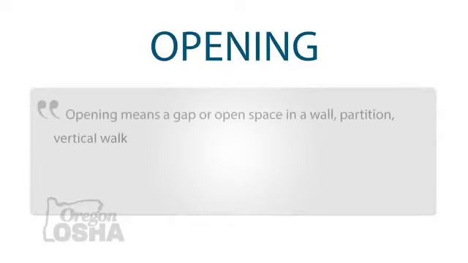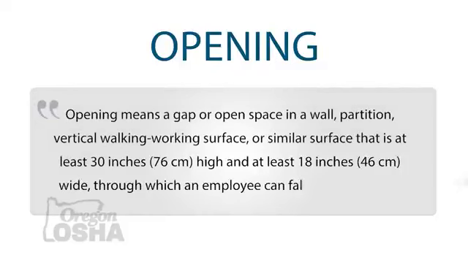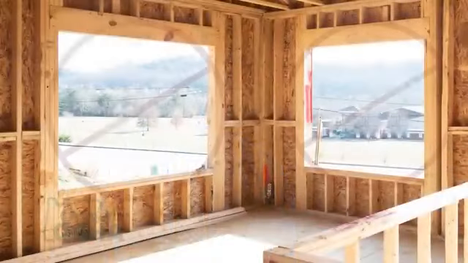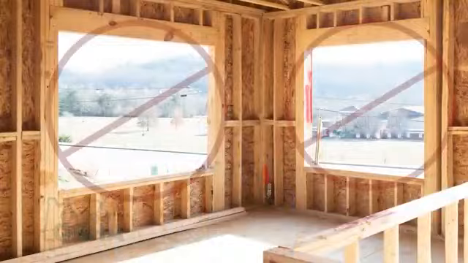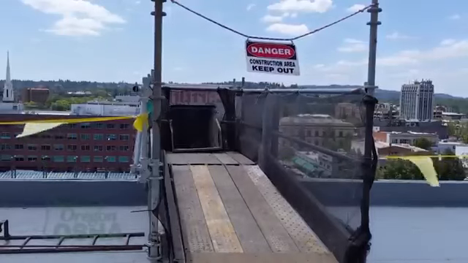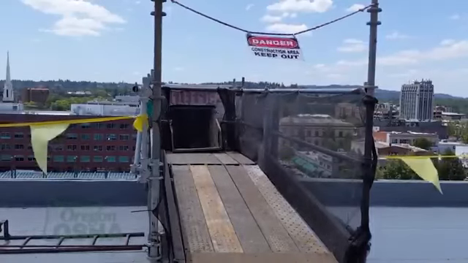So an opening in the walking working surface rules means a gap or open space in a wall, partition, vertical walking working surface, or similar surface that is at least 30 inches high and at least 18 inches wide, through which an employee can fall to a lower level. So an opening is going to always be in a vertical surface, such as a window opening if the glass is actually removed. It could be an opening in the wall if there is a debris chute, a trash chute, where there is the potential where an employee could fall into that opening and to a lower level.